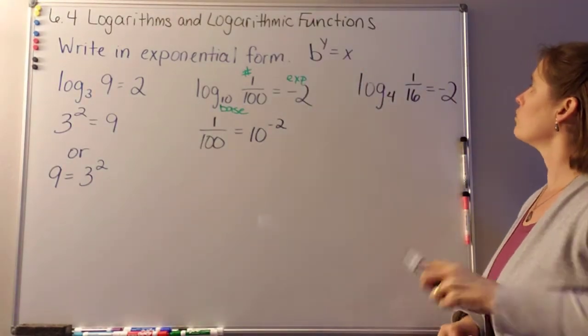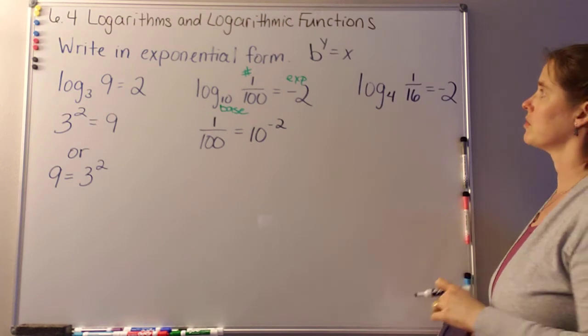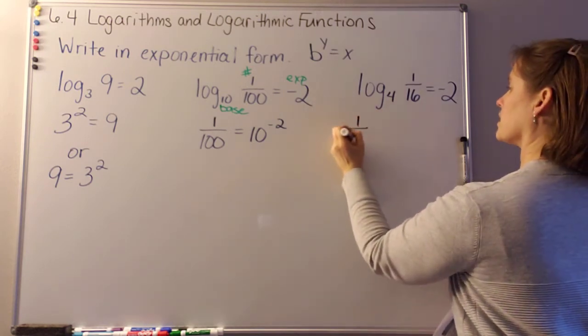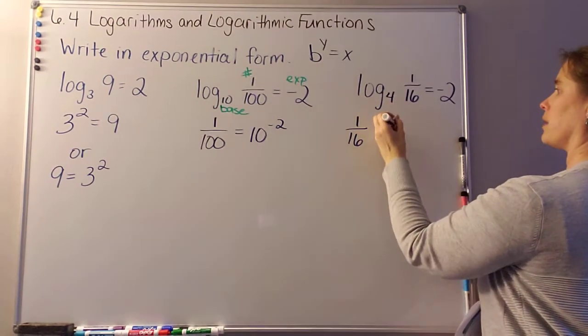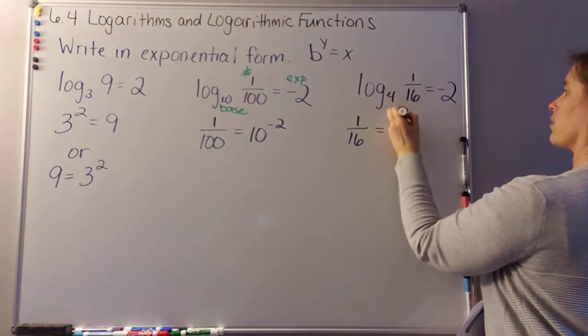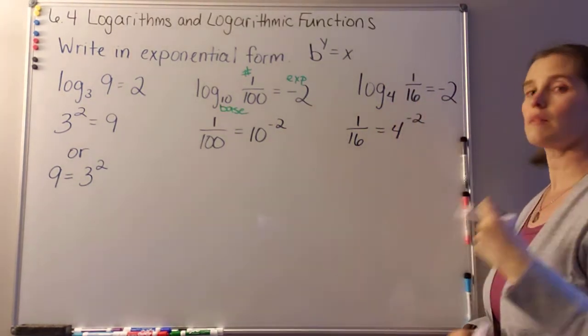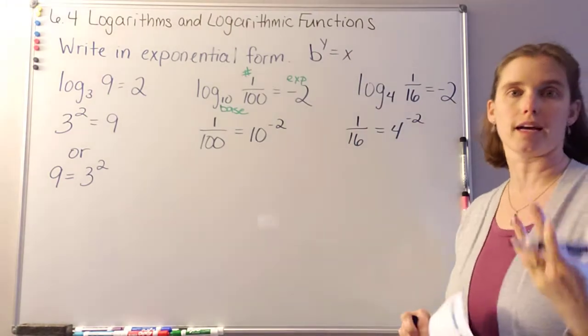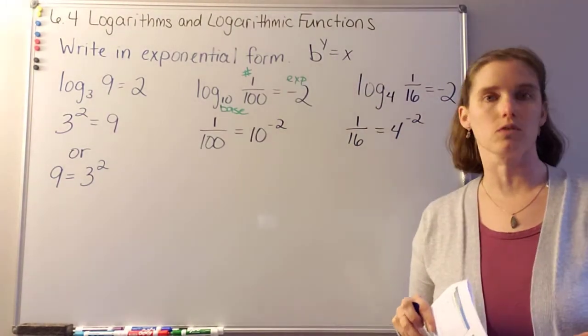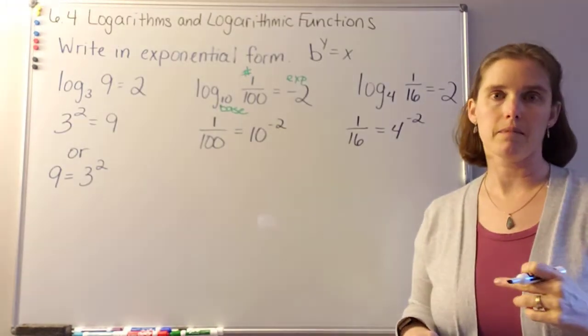All right, well now what about this one? The base 4 log of 1/16 equals negative 2. Take 1/16. It's got to equal our base to our power, negative 2. And that's all you're doing when you're putting stuff into exponential form. You don't have to do any further simplification. Okay?